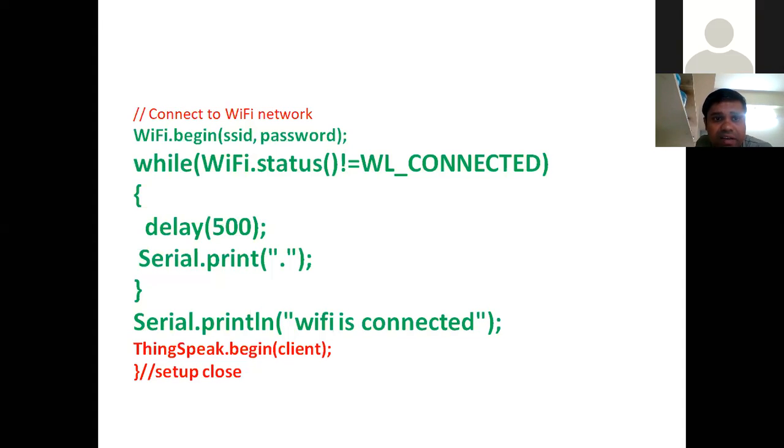In order to check, there is a statement here: while WiFi.status not equal to WL_CONNECTED. WL means wireless. If it is not connected, it will go within the loop and print dots on the serial monitor. If it is connected, then Serial.println WiFi is connected. Then only we will send the data to the cloud.